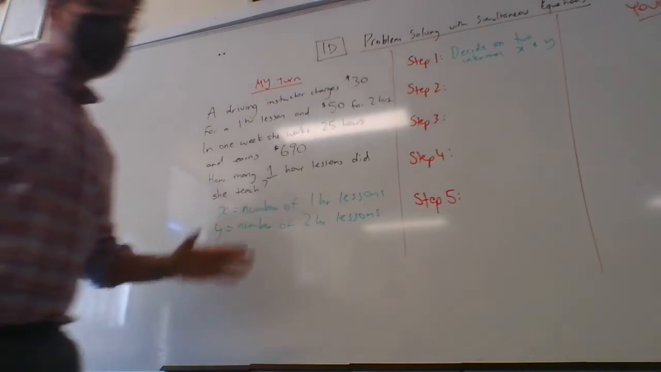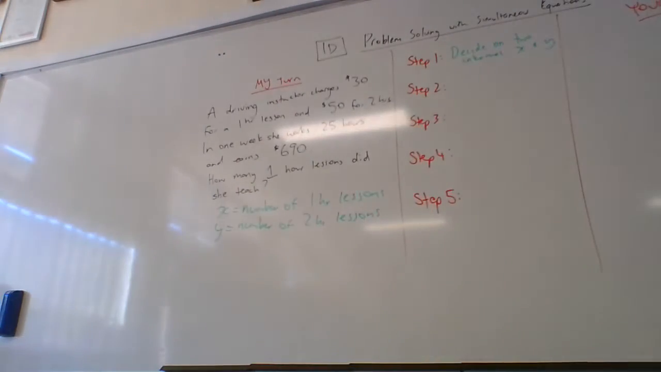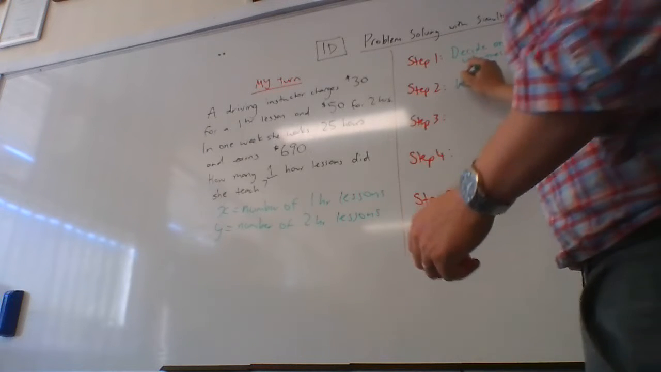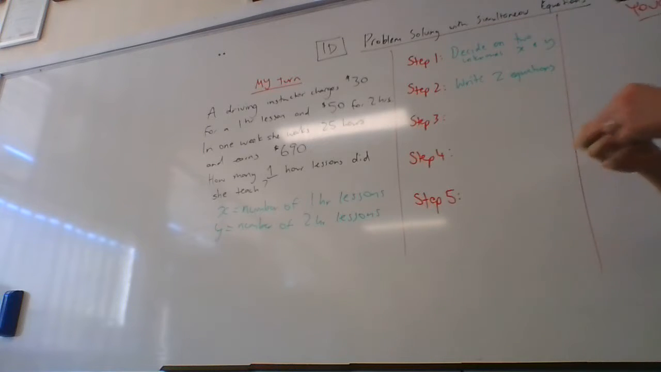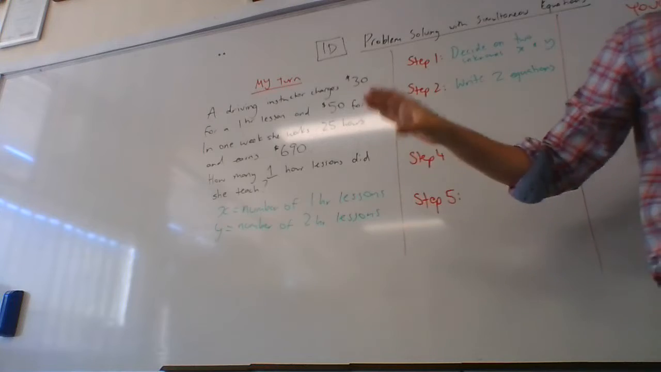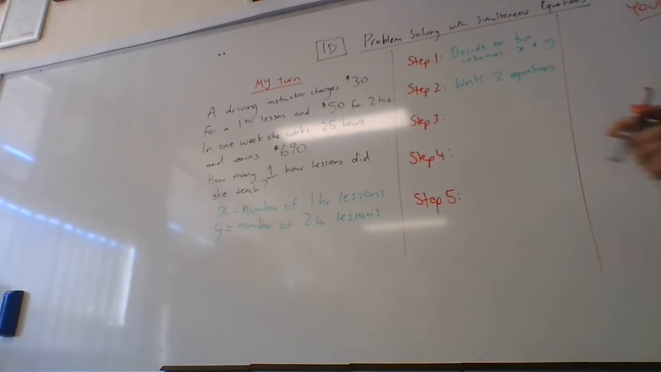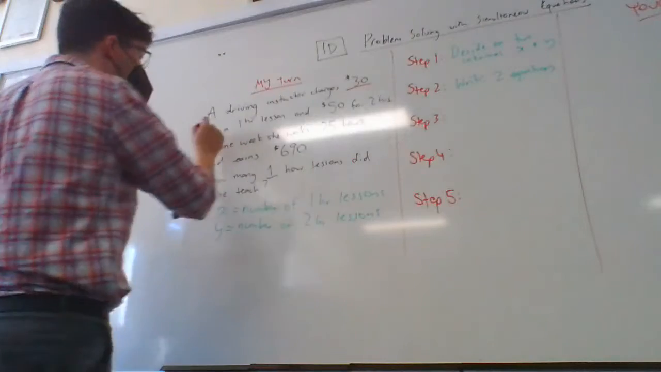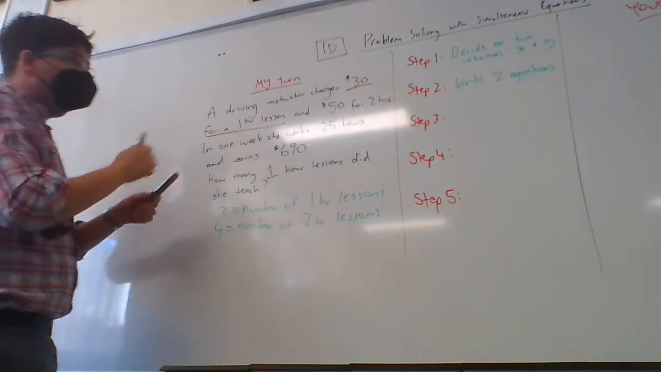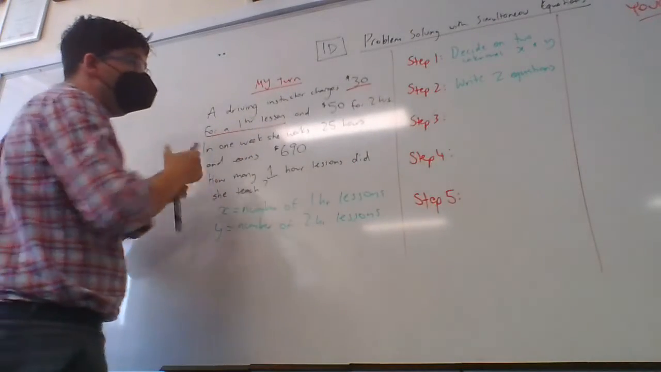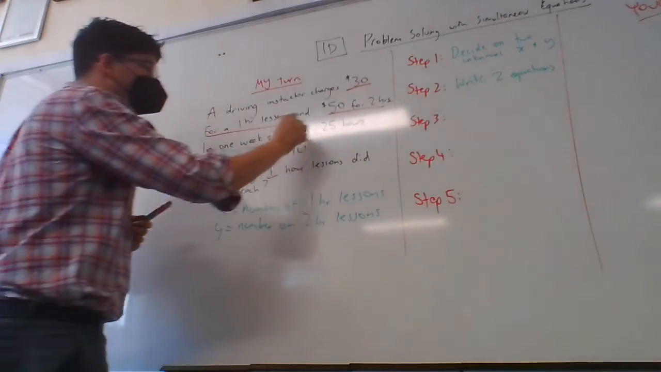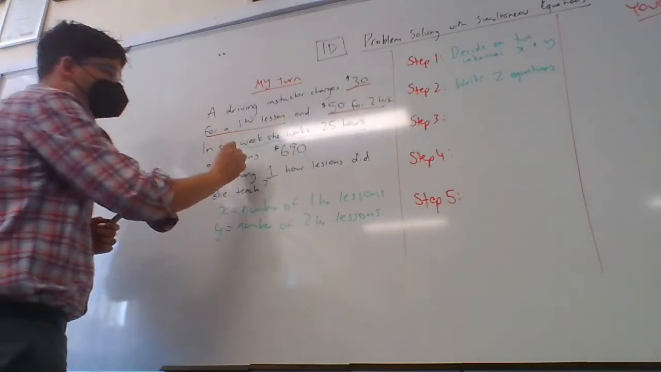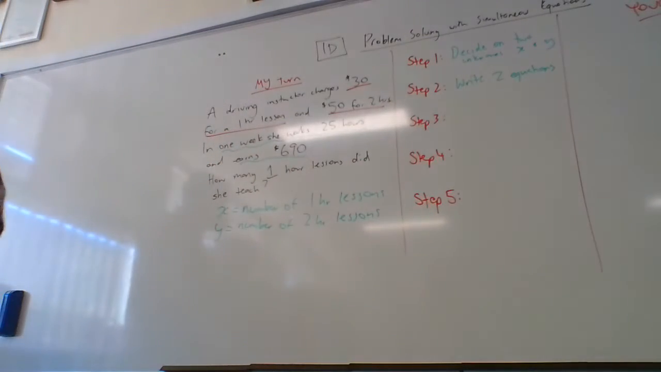Okay, once we've got our 2 unknowns, what is step 2? What does your green box say step 2 there? Write down 2 equations connecting x and y. So now we need to use the information to come up with 2 equations. So what are the key information? We know that it's $30 for a 1-hour lesson, and $50 for a 2-hour lesson. And we know that in 1 week, they work 25 hours and they earn $690. We need to try and connect all this information.